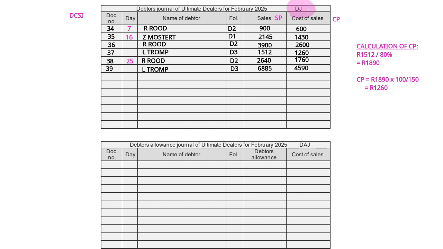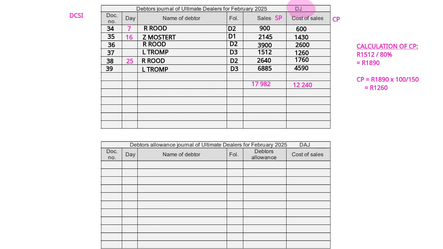So the last step is to tally up the two totals. If we add up sales, we get 17,982. If we add up cost of sales, we get 12,240. Now remember, when it comes to sales and cost of sales, you always have two ledger accounts. You can call them twins. They always go hand in hand.